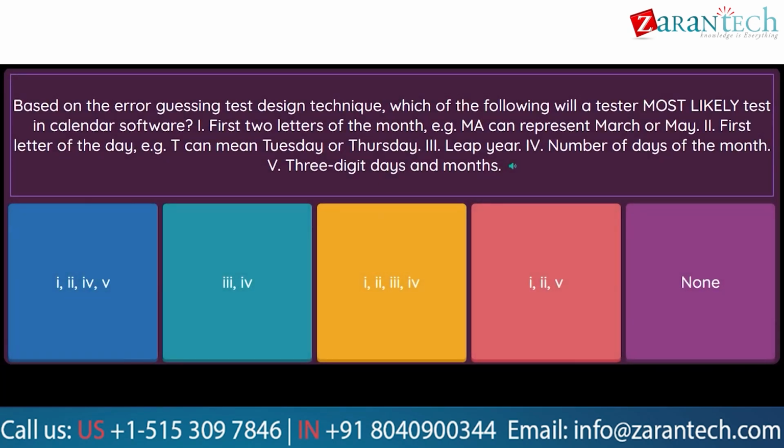Question: Based on the error guessing test design technique, which of the following will a tester most likely test in calendar software? I, first two letters of the month, e.g. Ma can represent March or May. 2, first letter of the day, e.g. T can mean Tuesday or Thursday. 3, leap year. 4, number of days of the month. V, 3-digit days and months.